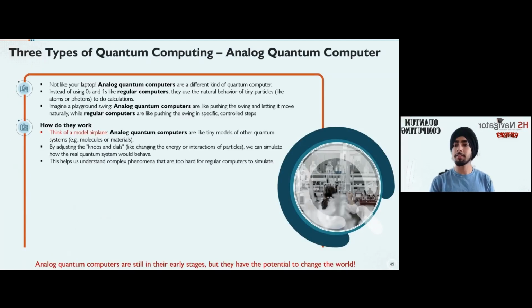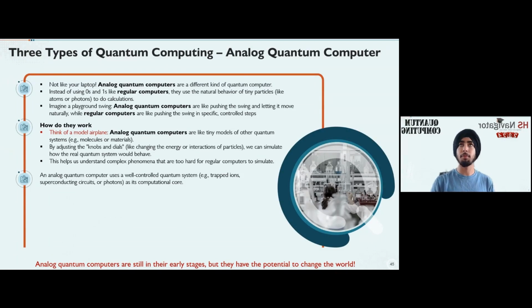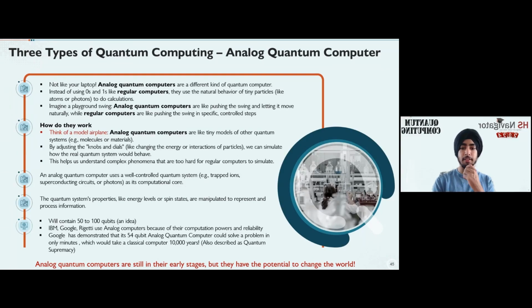So the next thing is analog quantum computers. These are a little bit more powerful than the annealers we were talking about before. Here, they're at their early stages, but these are the ones that have the actual power and the potential to change the world.